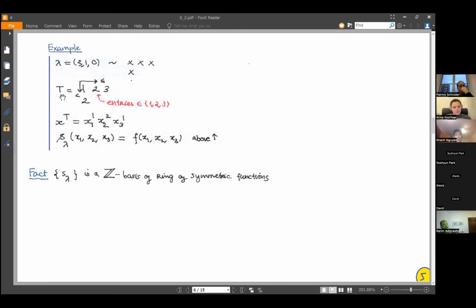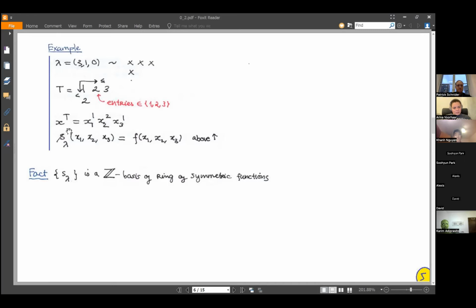Now we can associate to T the monomial x^T. It is given by x1 to the power 1, x2 to the power 2, x3 to the power 1. Because here you see that the number of entries 1 in T equals 1, so I put x1 to the power 1. The number of entries 2 in T is 2, so I put the power of x2 equal to 2. And the number of entries 3 in T equals 1, so that's why I put x3 to the power 1.